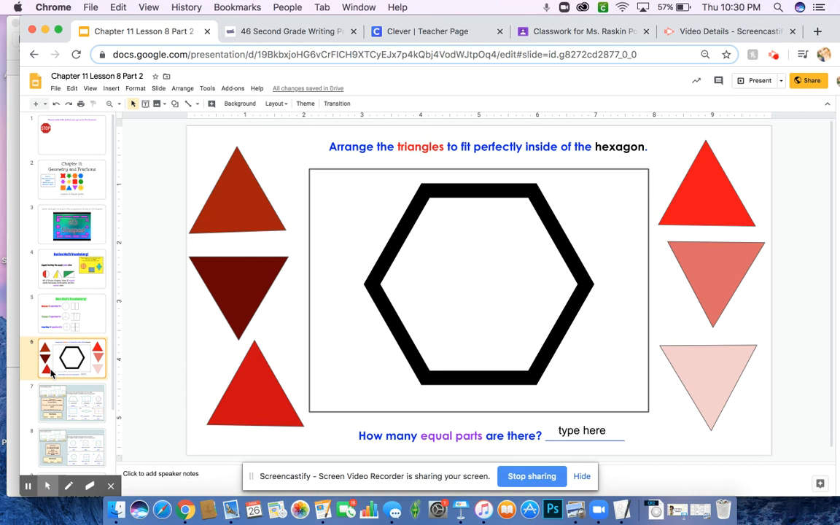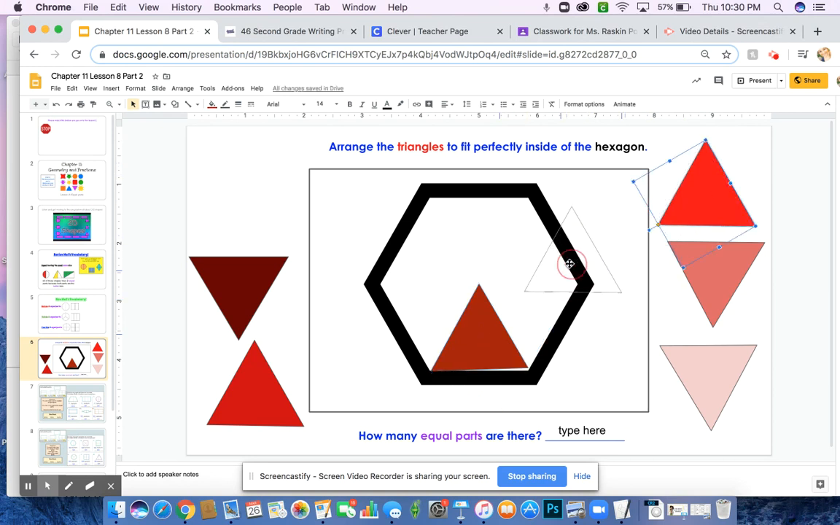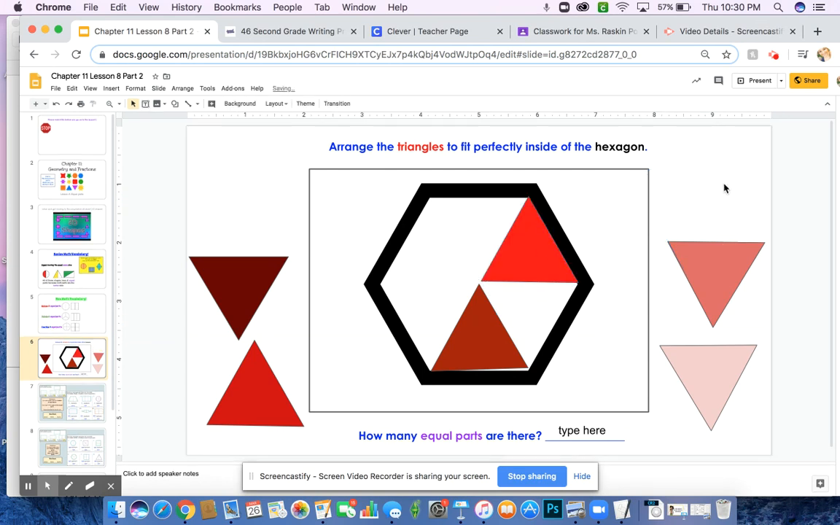The first part of the lesson, I'm asking you to arrange these triangles to fit perfectly inside of this hexagon. And I know it's a hexagon because it does have 6 sides. So you're going to do your best to try to fit them in. It won't be perfect because I couldn't quite get them to fit in here perfectly, but it'll be pretty close. So you're just going to manipulate them to fill in the hexagon, and then you're going to type how many equal parts there are.